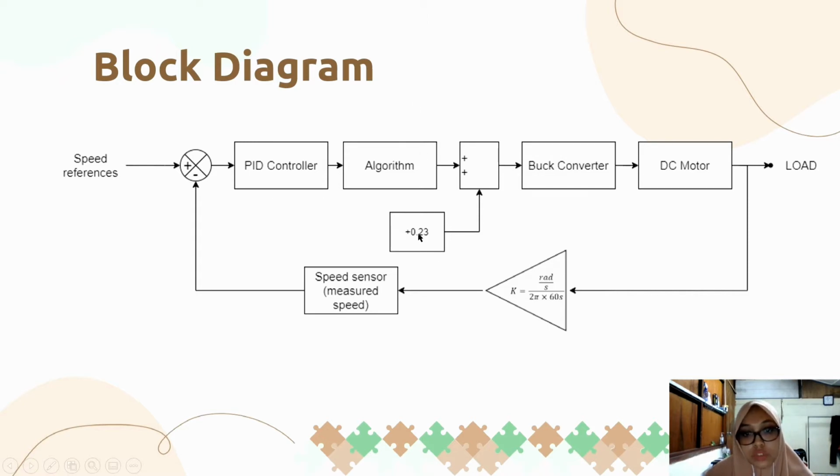Here is 0.23, where is our troubleshoot error, and buck converter is 2. And go back to feedback is our gain to convert the signal from rad per second to get the RPM unit. So speed sensor is for measuring the speed.